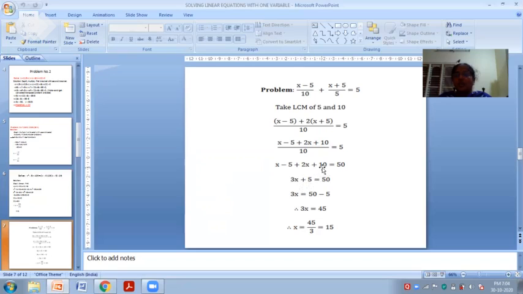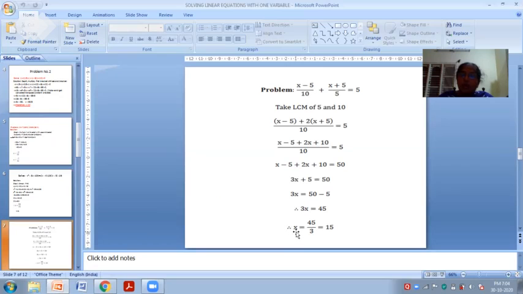Which is the bigger number? 10 is the bigger number. Subtract the minus 5, what is remaining? 5. Now 3x is kept on the LHS side, and constant numbers are transposed. That means plus 5 becomes minus 5. So how much is remaining now? 3x is equal to 45, that means 50 minus 5, 45. Therefore, 3x is equal to 45.